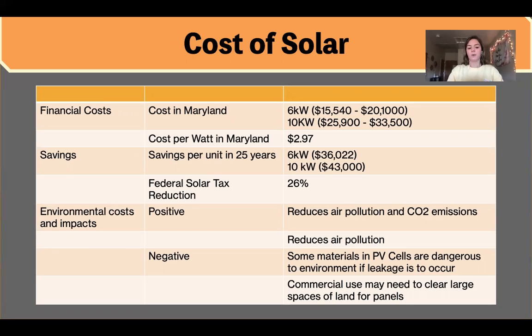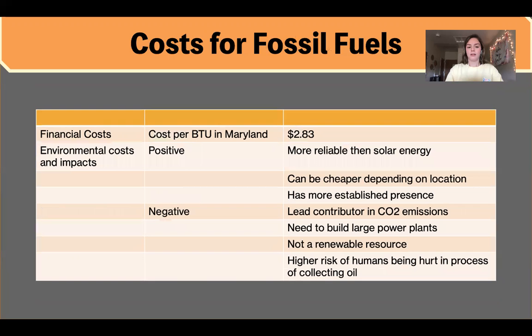Now, positives, of course, on the environmental impacts we talked about, reduces air pollution and CO2 emissions. And the negatives, of course, we said some of the materials in PV cells are dangerous, and commercial use needs to clear large land spaces so that they can have multiple solar panels. Now, looking at the cost for fossil fuels, the cost per BTU in Maryland is $2.83, which is a little bit less than the cost per watt.